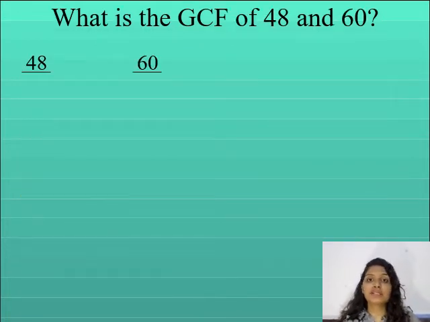What is the GCF of 48 and 60? Again, you have to follow the same steps, so I will not repeat. First, you need to write the factors of 48, then factors of 60, select the common ones, and after that, select the greatest from all those common factors.